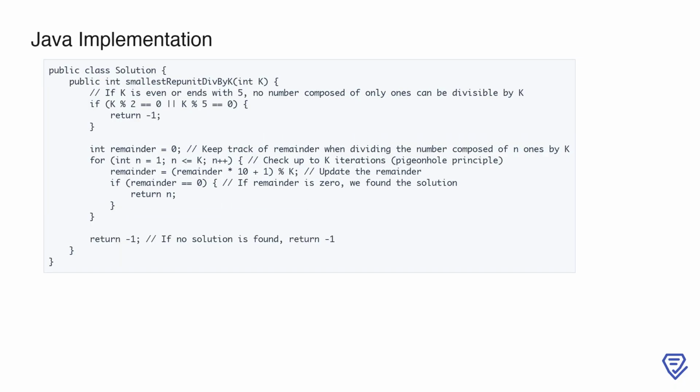This is the Java implementation for LeetCode problem number 1015, smallest integer divisible by k. The code mirrors the logic of the Python implementation, ensuring the same functionality. Key differences include explicit type declarations, the use of a for loop with a defined range, and Java's modular arithmetic for updating the remainder. The solution uses the pigeonhole principle to limit iterations to at most k, ensuring efficiency.